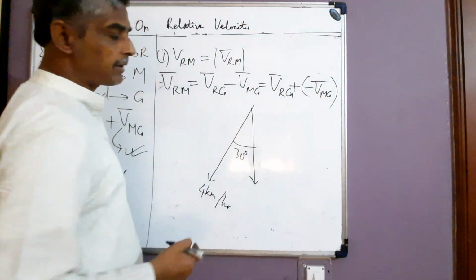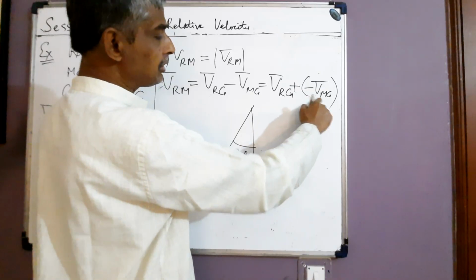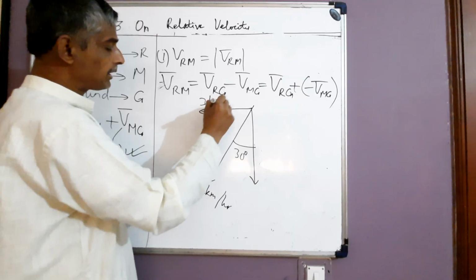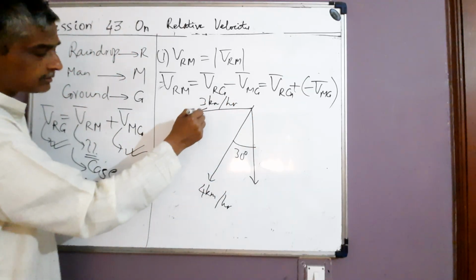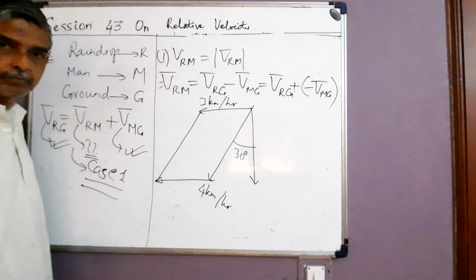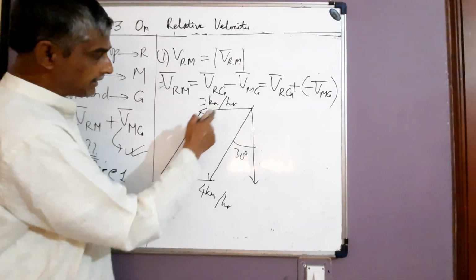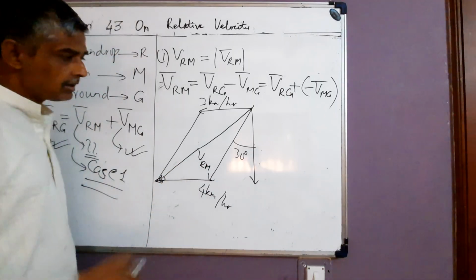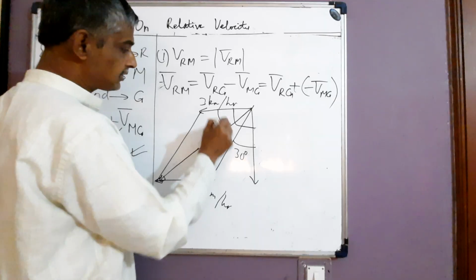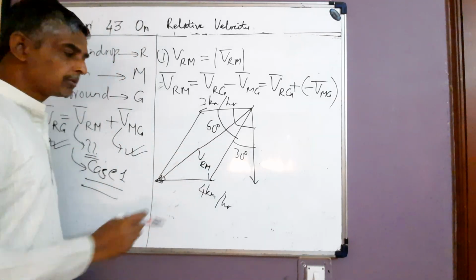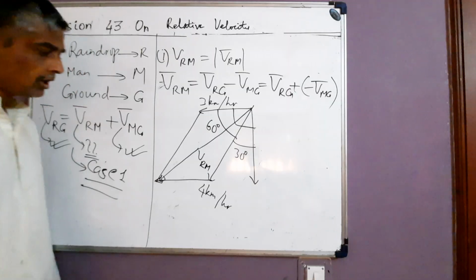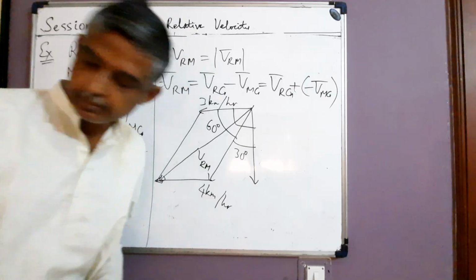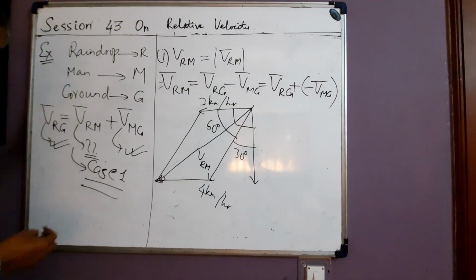Now we have to add these two vectors by the parallelogram method. We parallelly shift any one of these two vectors so that the tails coincide. So this is minus VMG, just 3 km per hour. With these two adjacent sides, we complete the parallelogram. Parallelogram has been completed. Now the diagonal of this parallelogram through the common tail of these two vectors is the vector VRM. This is 30 degree. This is 90 degree. This angle is how much? 60 degree. Now we have to know VRM, so we apply the parallelogram law of vector addition. I'll rub this first column, okay?